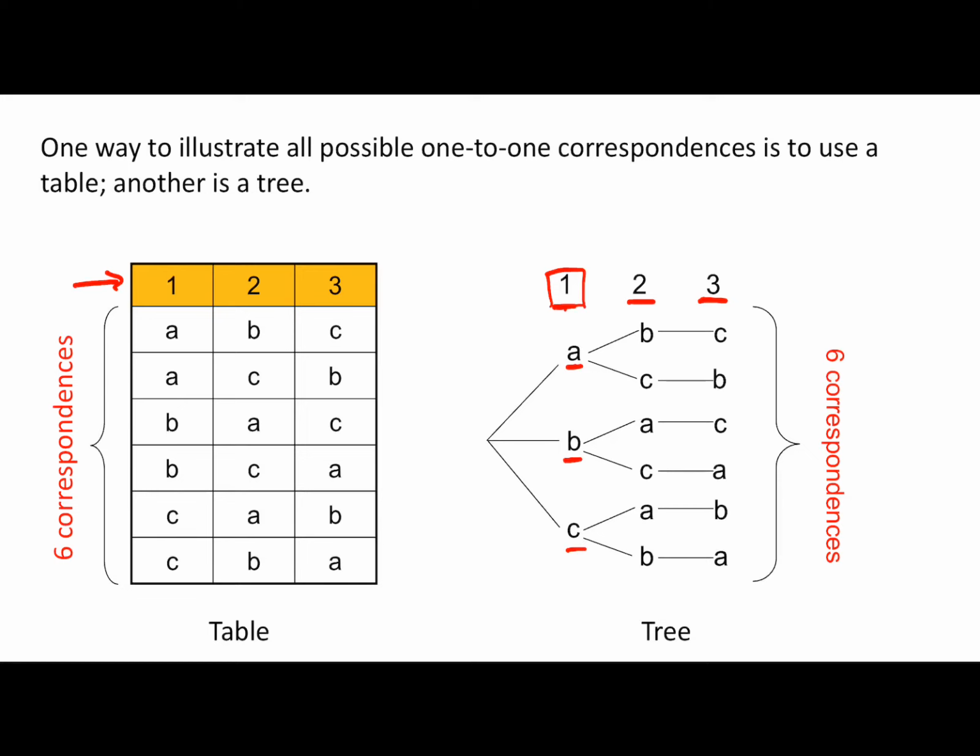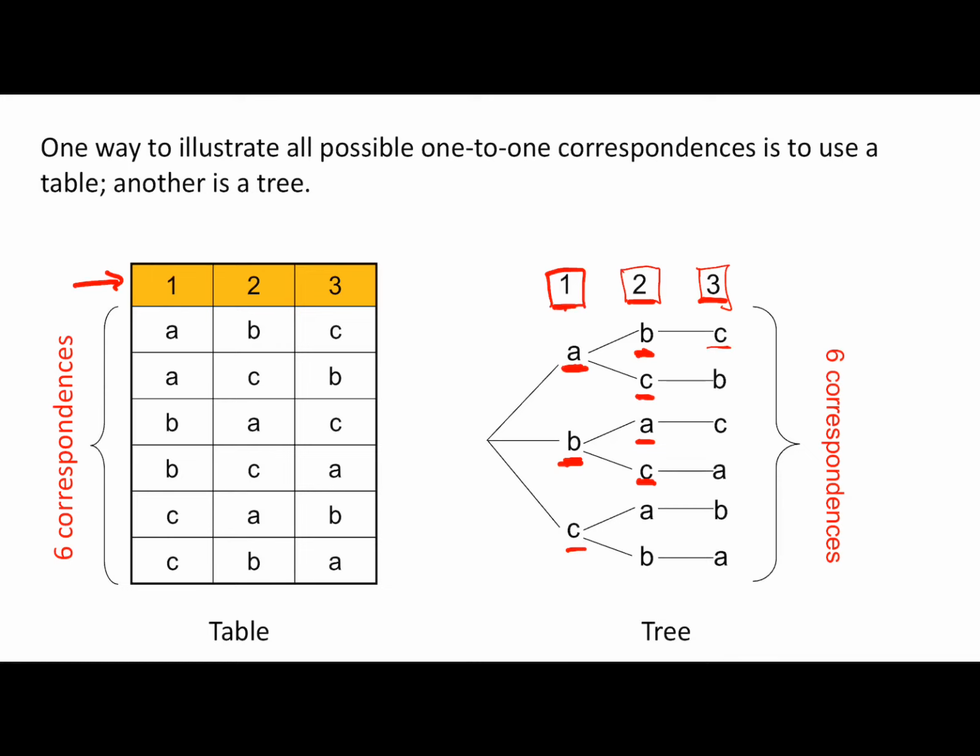Now, once I've assigned, say, 1 to A, when I go to assign something to 2, I can no longer use A. So for 2, I could assign 2 to B or 2 to C. And similarly, if I had chosen B for 1, then I could assign 2 to A or to C, but not to B. And finally, when I move on to 3, well, I've already assigned the first 2 elements. There's only 1 element left in my second set. And so that decision is determined by my previous choices.